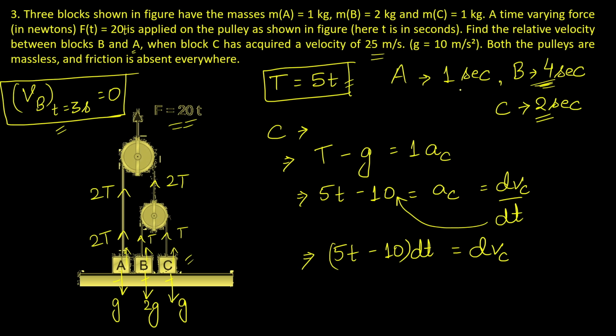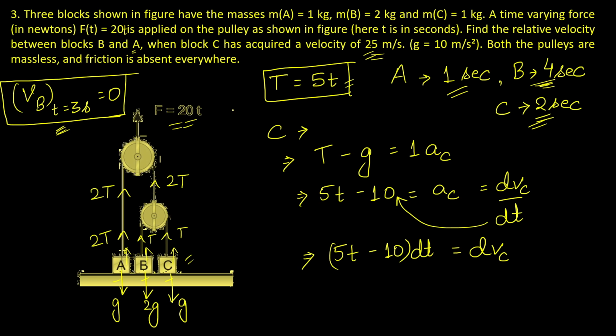So first of all, this is a very important thing: block A starts moving up at 1 second, block B starts moving up at 4 seconds, and block C starts moving up at 2 seconds. That's why the velocity of block B at t equals 3 seconds comes out to be 0. And because of this, we found the time 3 seconds, and then we proceeded to find the velocity of block B and block A at t equals 3 seconds, and just found the difference between those two velocities to get the answer. So this is one of the very good questions. Just see this question once more or even twice more to understand it very carefully.